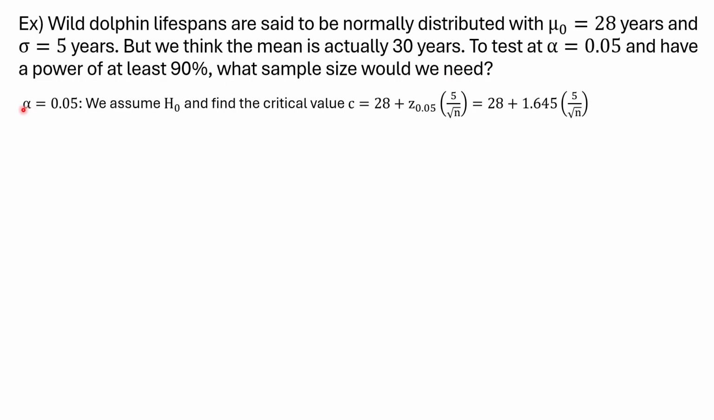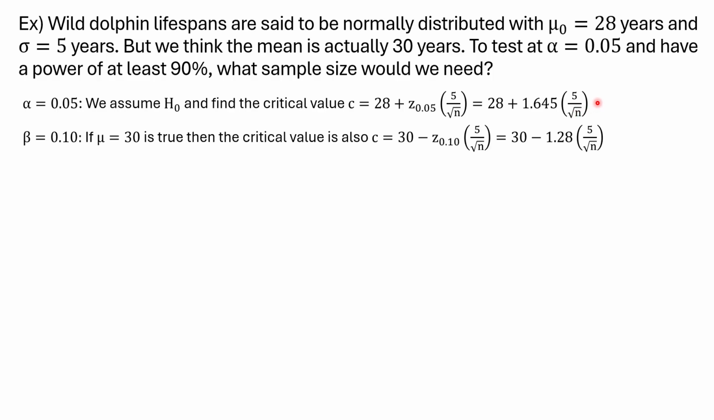So first, this alpha is 0.05 condition. We'll assume the null hypothesis, doing our regular test, and find the critical value for our regular z-test, okay? So c will be 28 plus z of 0.05 times the standard error. Here that would be c is equal to 28 plus 1.645 times 5 over square root n. Now the only thing we don't know yet is this n, but we'll be able to solve for it because we have another condition. We also know if we want a power of at least 90%, 0.9, then beta, 1 minus the power, should be 0.1.